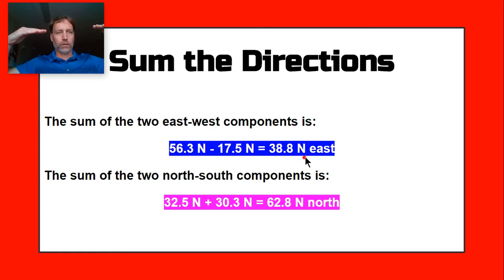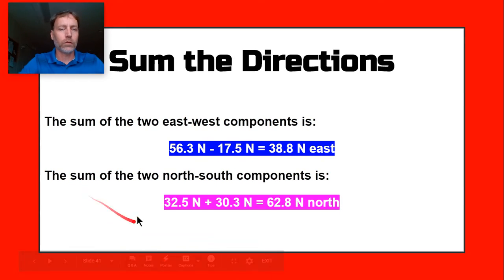I want you to think about this. This is coming in at 56. This is coming at 17. And there's going to be a resultant a little bit in that direction towards the east. It's not as strong as it was because it's fighting against this force here.